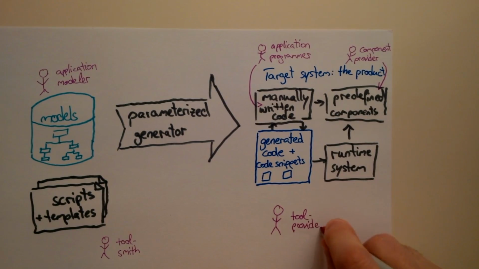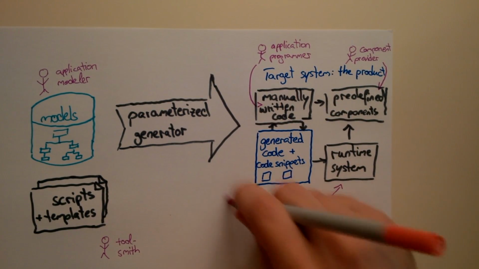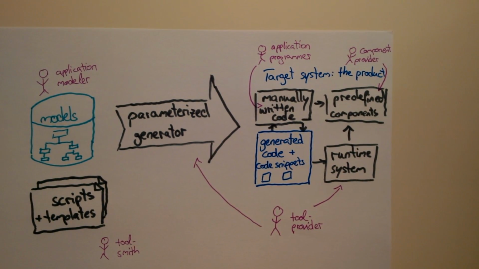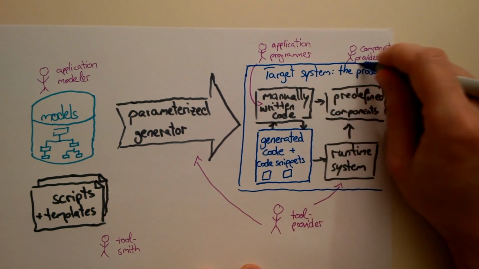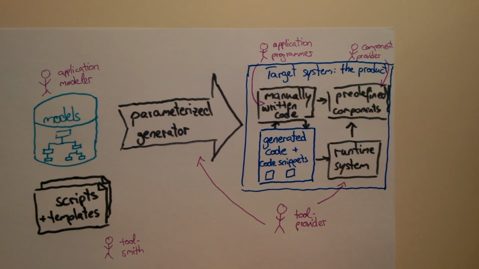Depending on the project, some or all roles are assigned. Typically, the tool provider does not even know about the project. Then again, application modelers and programmers are essential for any project involving generation. Now, let's dive deeper into the generator and get an overview on its internal architecture.